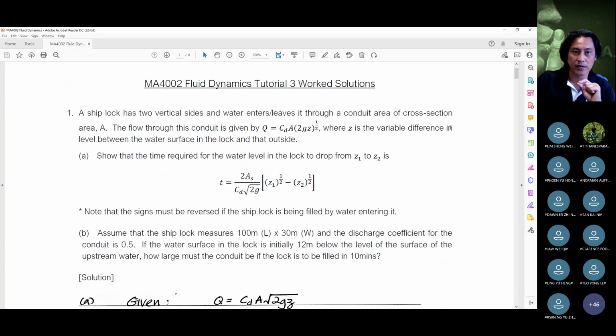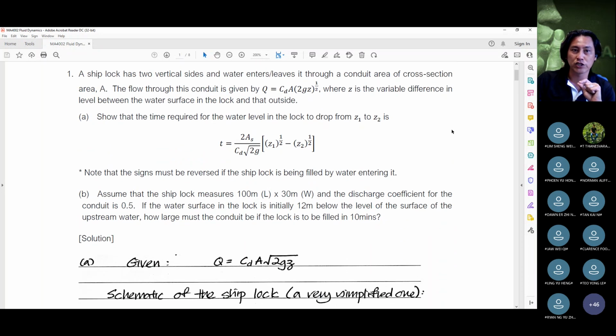So take a look at question 1. We have a ship lock. What's a ship lock? It's like a ship dry dock, so to speak. Basically a ship gets towed into the lock, and then they drain out all the water so that people can repair the ship, especially the ship's hull. So let's say we have a ship lock. It's got 2 vertical sides.